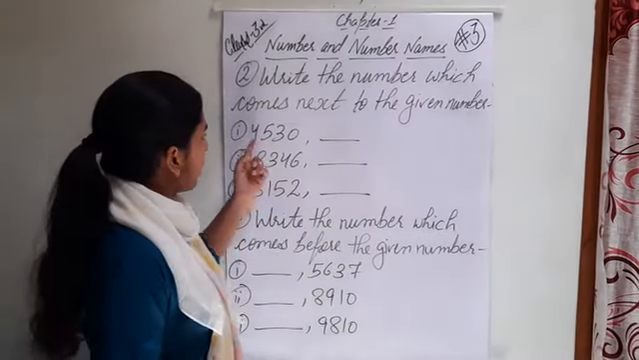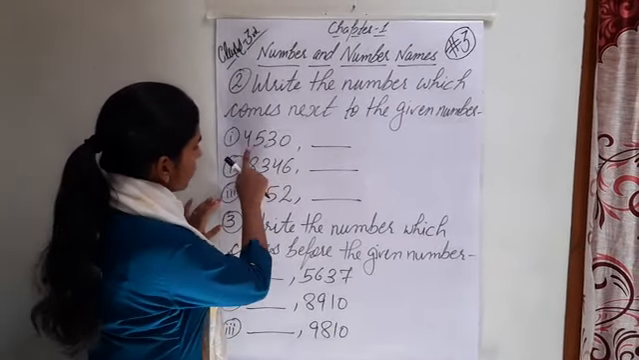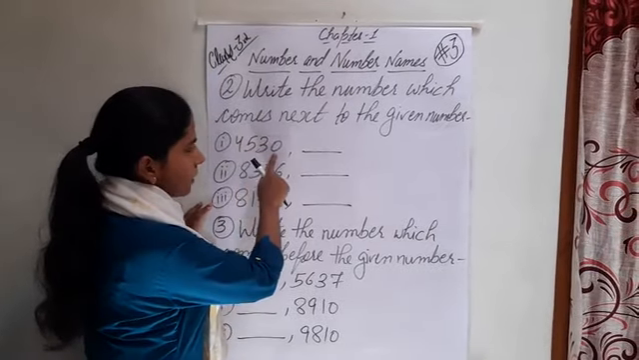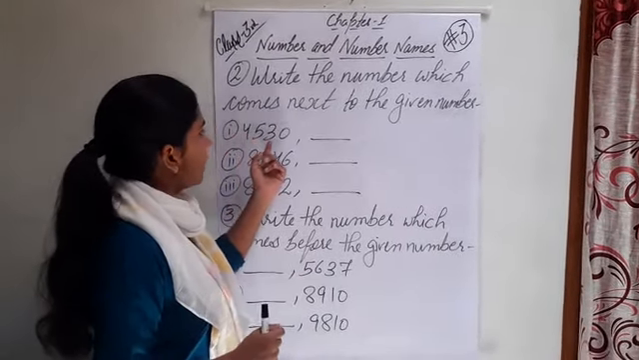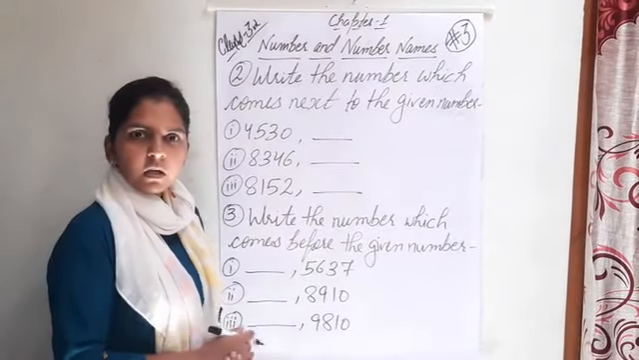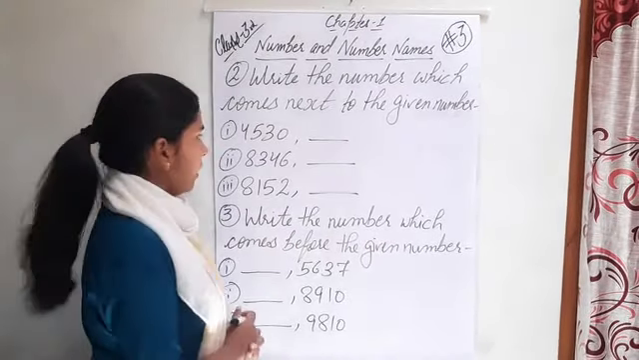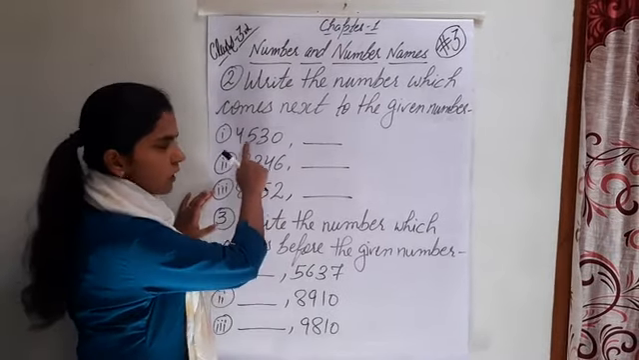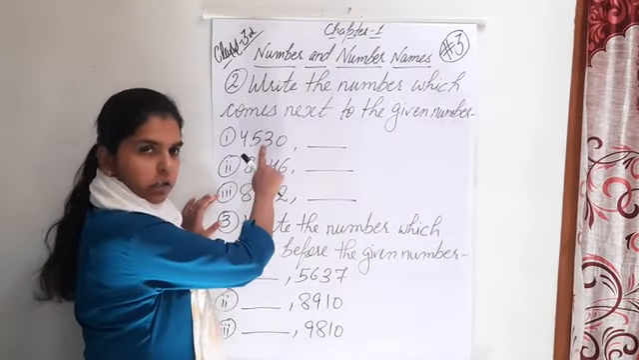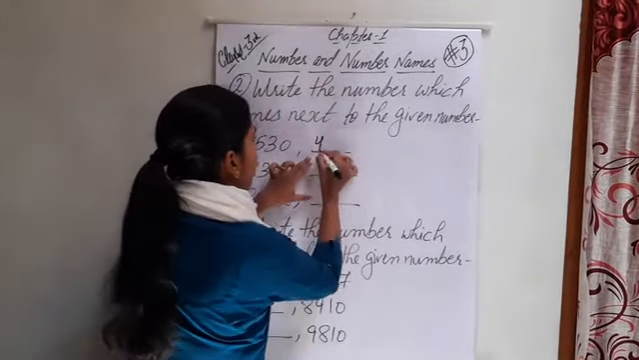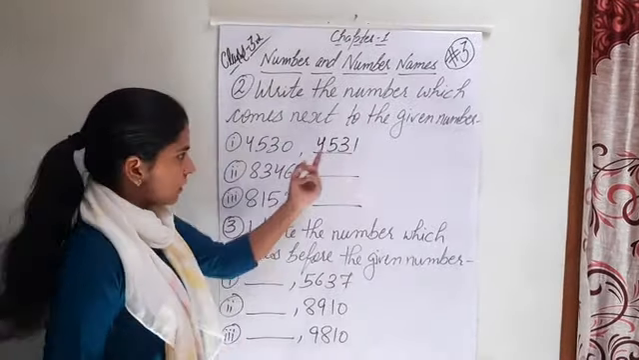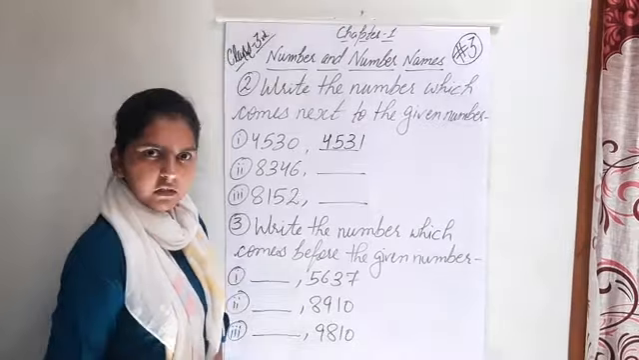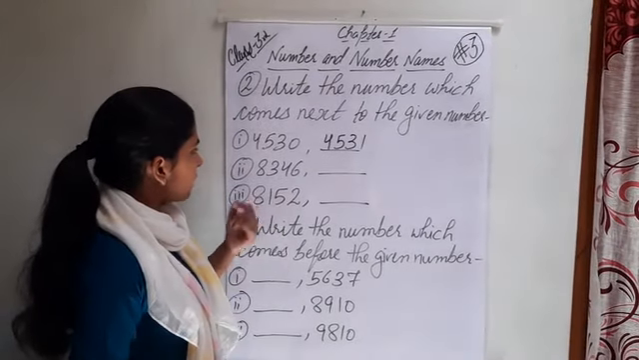So here, in the first part, the number is 4530. Which number comes next to this number? Right, 4531. So 4531 is the answer of this question. Okay, let's move to the next part.